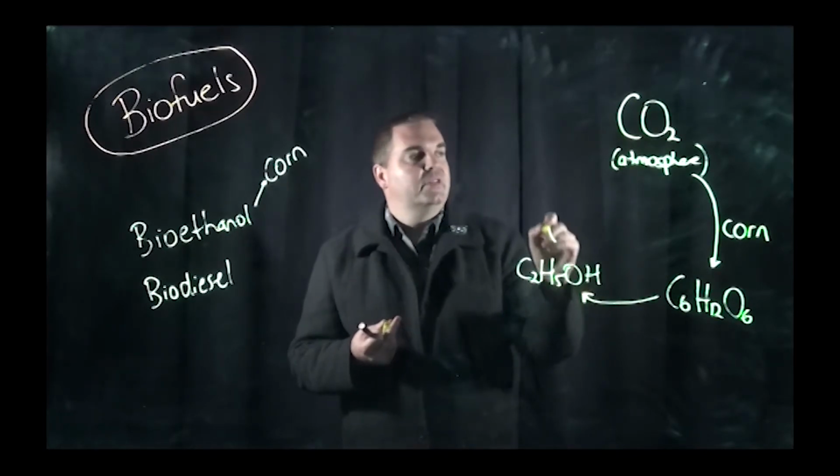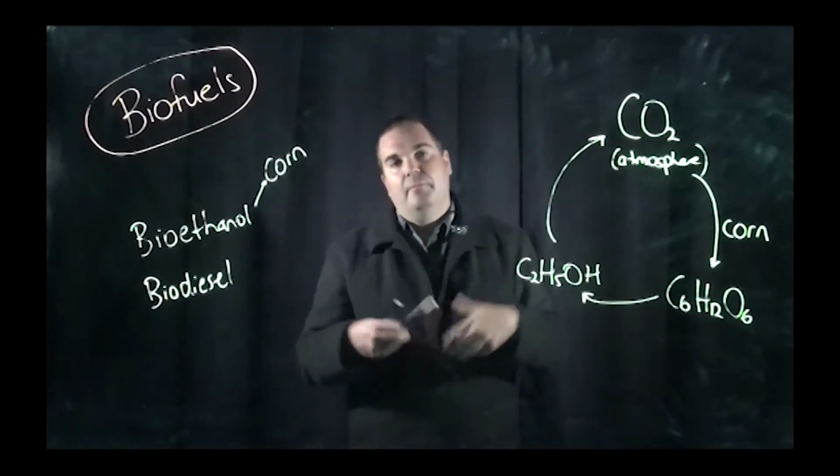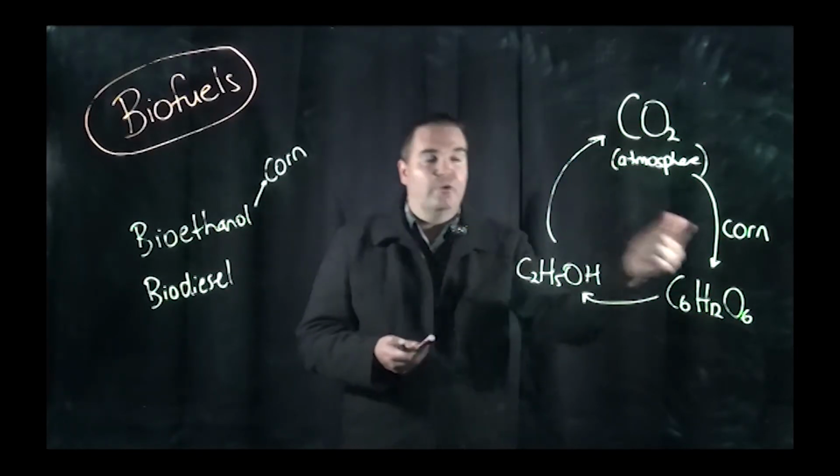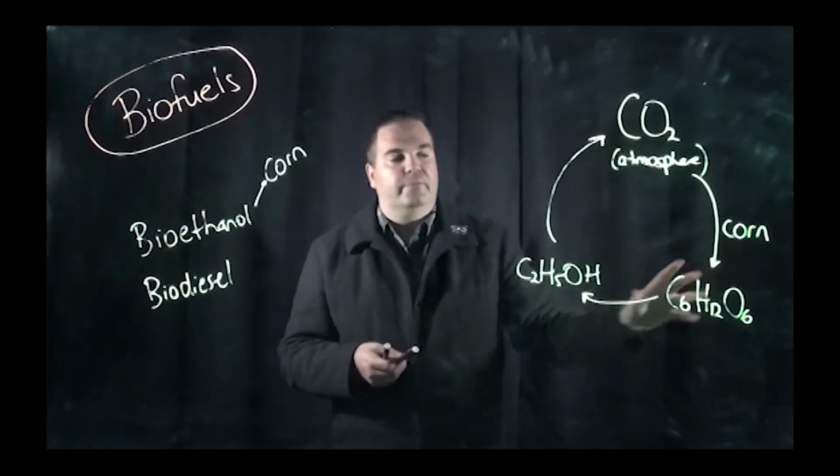C2H5OH. We burn that, and that releases the carbon dioxide back into the atmosphere. But the benefit is that obviously as we grow more corn to produce more bioethanol, we absorb more carbon dioxide from the atmosphere.